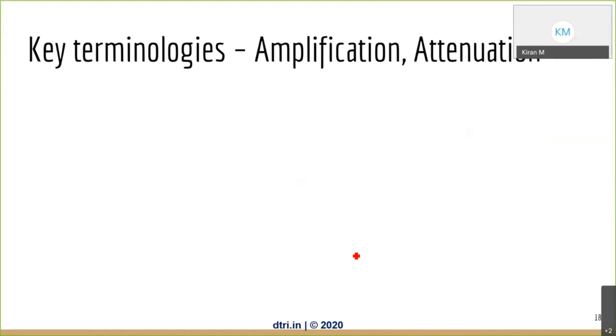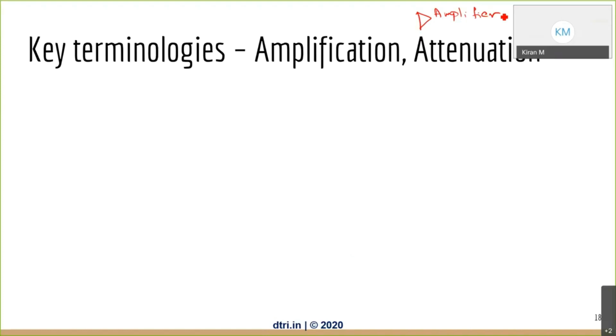Let's look at what is amplification and attenuation. If you remember the superheterodyne architecture, I hope you are making your notes. If you remember the different architectures that we discussed, there was a symbol which looked like this, right? So this is an amplifier. Okay, so let's look at what is amplification and what is attenuation.